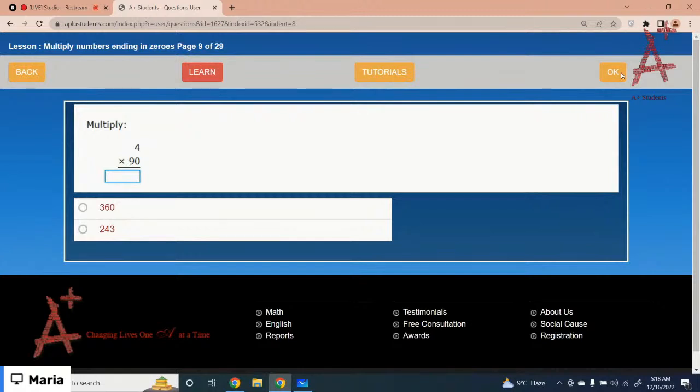90 times 4 is, 4 times 9 is 36. So the first option is the correct one. Got it? 4 times 9 is 36. Add a 0, so it would be 360.